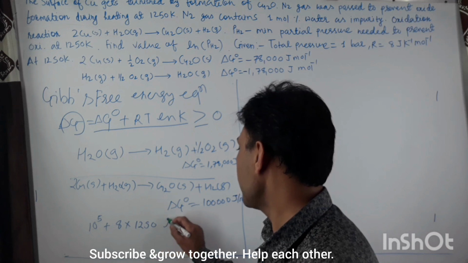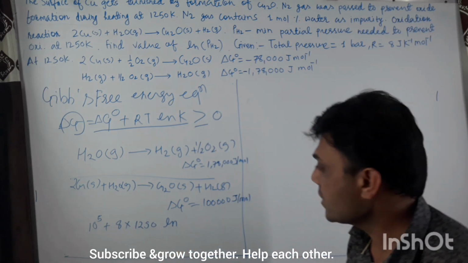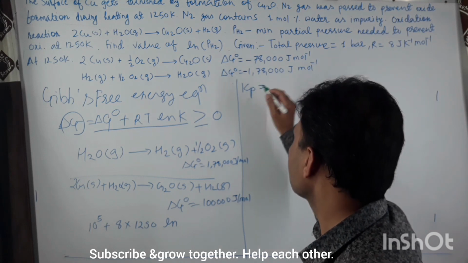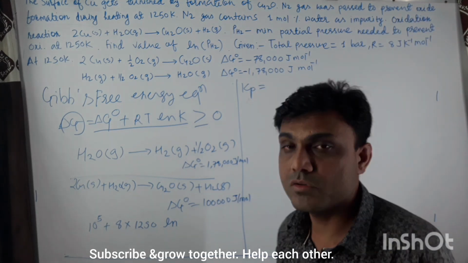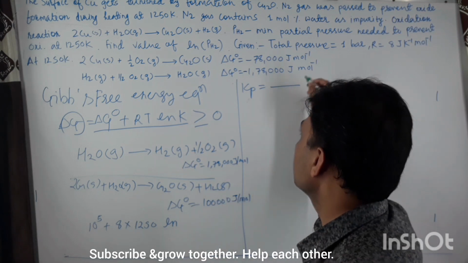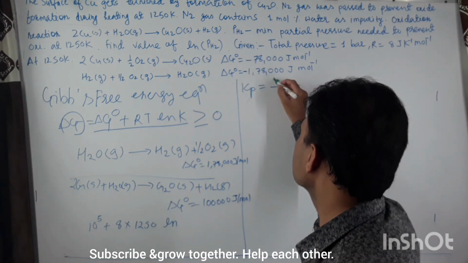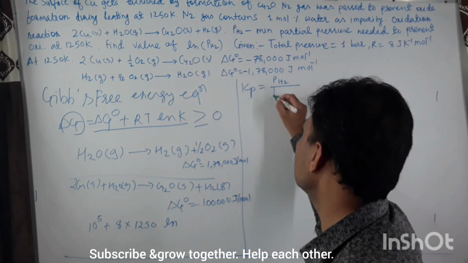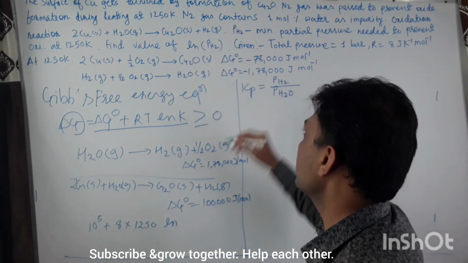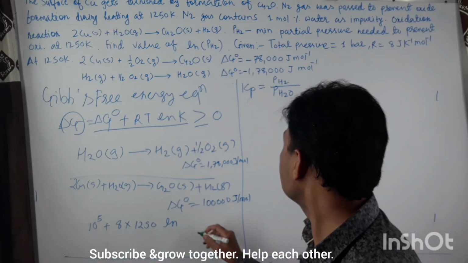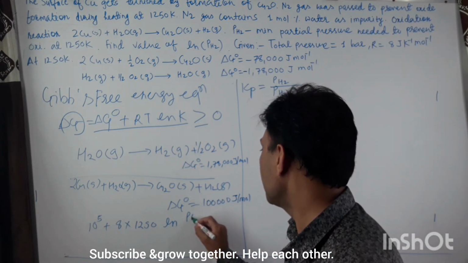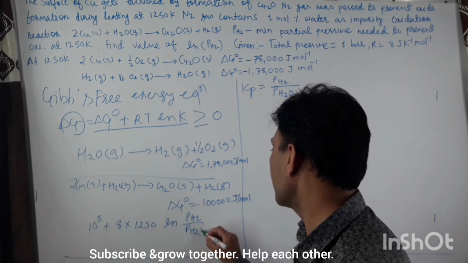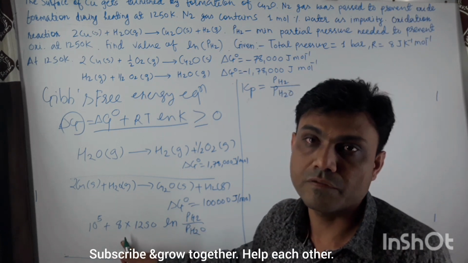Okay, and ln Kp. What is Kp? How to find Kp? Kp is nothing but the equilibrium constant in terms of pressure. So partial pressure of the gas H2, that is partial pressure of the product, divided by partial pressure of the reactant, that is H2O. So it will become partial pressure of H2 gas and partial pressure of H2O gas. Now we have to solve this equation.